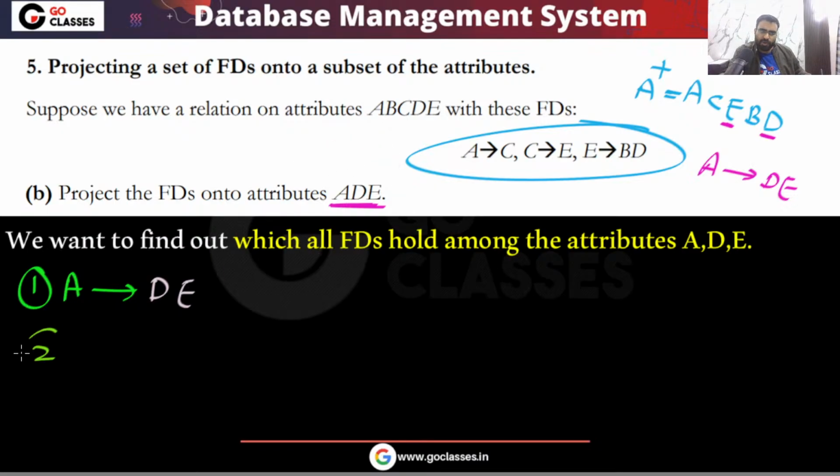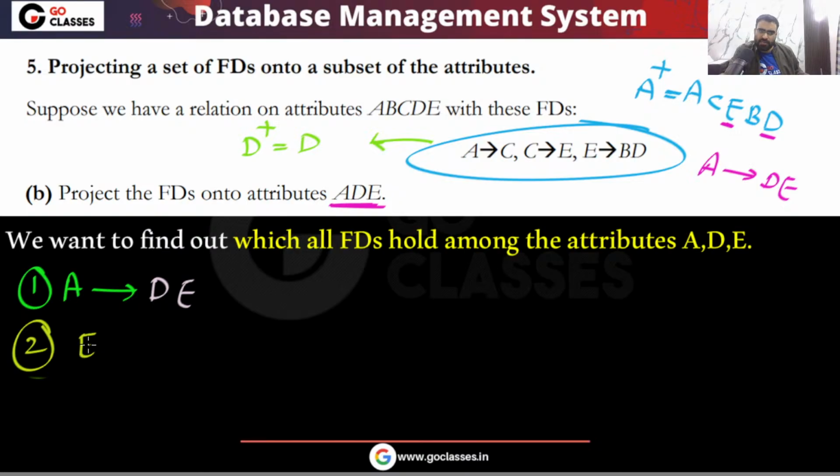Then what will we do? We will find what D can derive, because remember our focus is only on ADE. So you find D plus, and that will be only D. So there is no non-trivial FD. We will not get any non-trivial FD. You don't have to write the trivial FD, because trivial FD will always hold in every relation. You never have to write the trivial FD. So you can see that D cannot determine A, and D cannot determine E.